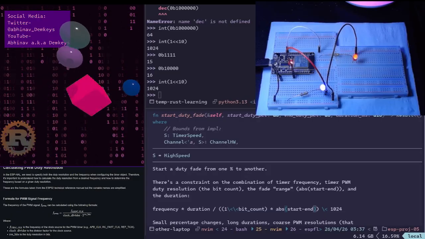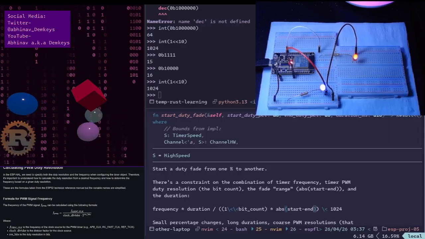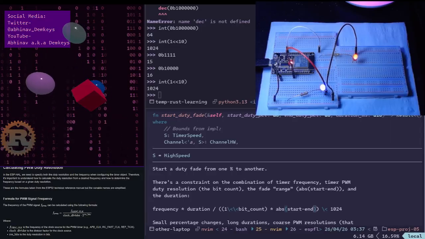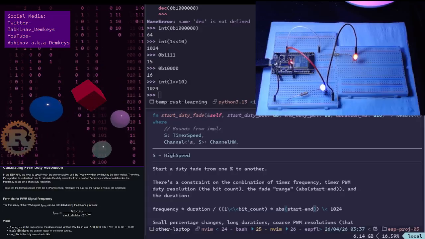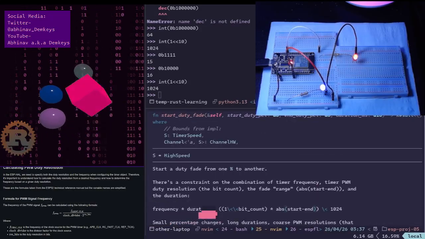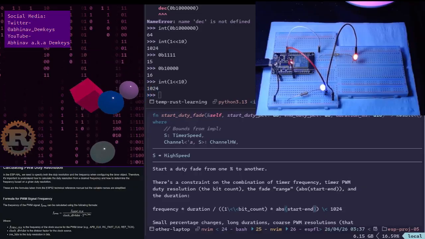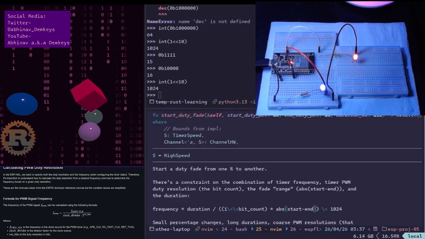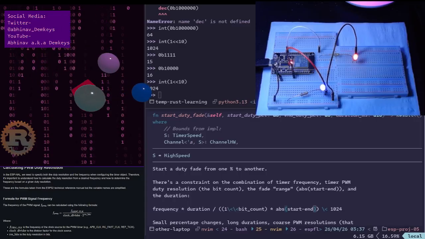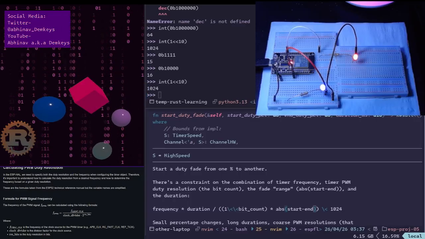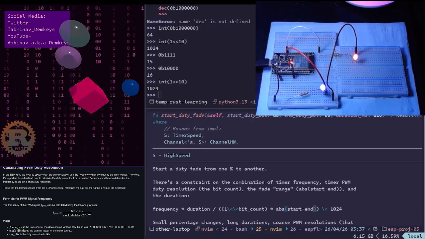Right. Anyways, so back to where I was reading this, in the code. All right, there's a constraint on the combination of timer frequency, timer PWM resolution, and fade range. No, not fade range, the fade range, quote unquote, and the duration.